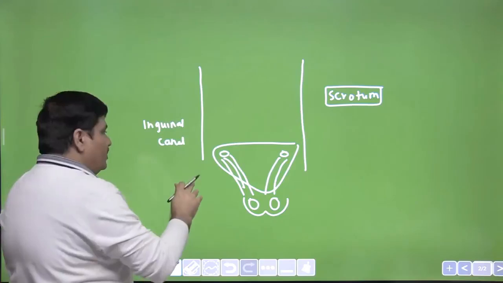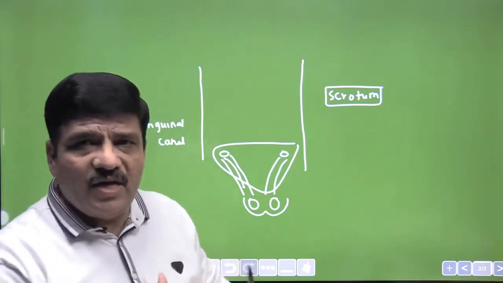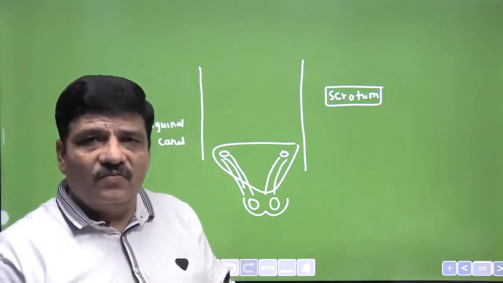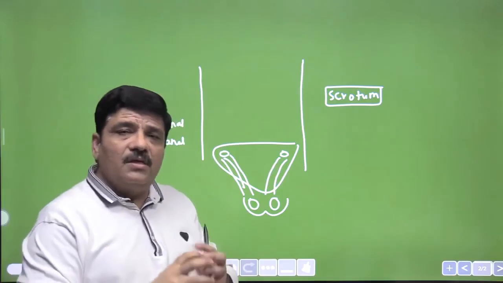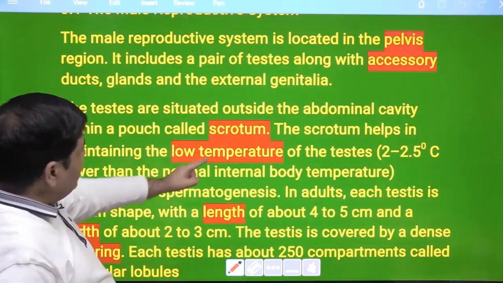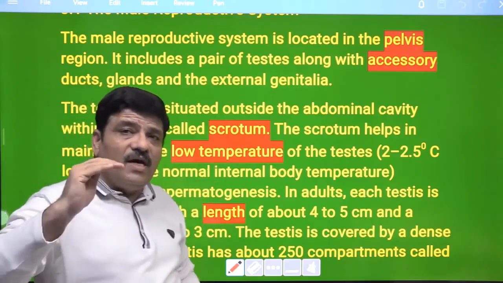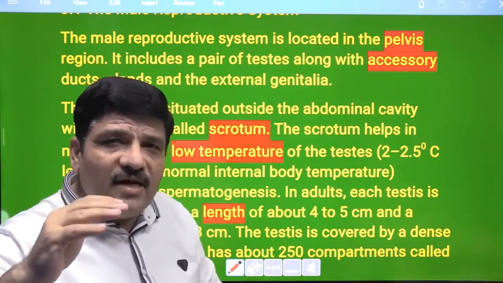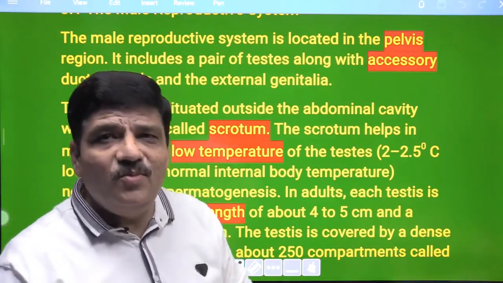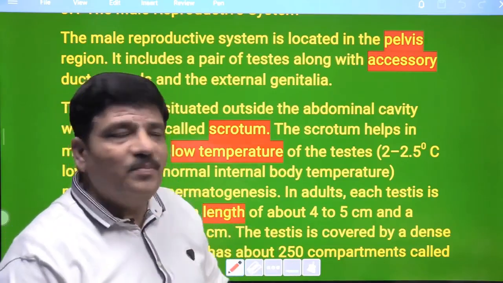Now this descent is completed by the 7th month of gestation. By the end of the 7th month of gestation, normally the descent of the testis is complete. And this is where your NCERT is saying that this descent is important because effective spermatogenesis requires a temperature that is less than body temperature. How much less? That would be the question. 2 to 2.5 degrees Celsius less than the body temperature.